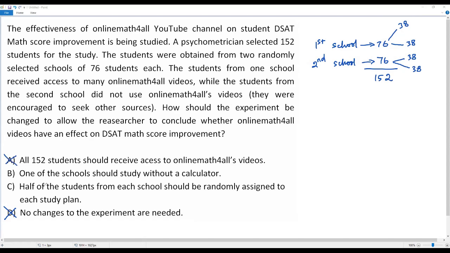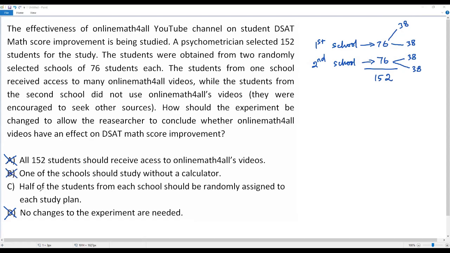Okay, now let's go to answer choice B. One of the schools should study without a calculator. Actually, it's out of the scope of our discussion, because in DSAT, in all the math sections, calculator is allowed. But this one says one of the schools is to study without a calculator. It's out of the scope of the discussion of what we are doing over here on DSAT math preparation. So we can reject answer choice B as well.